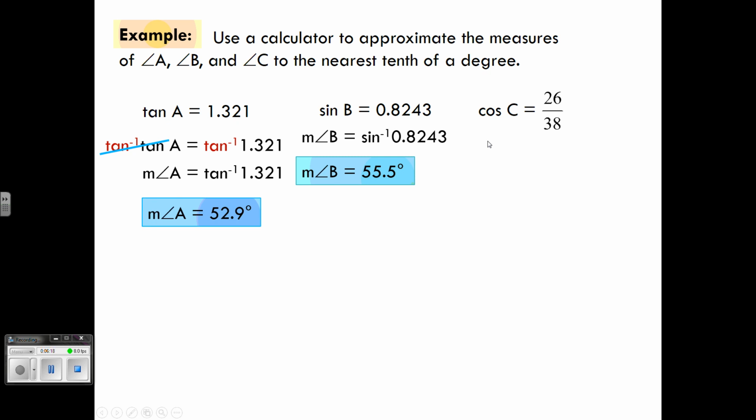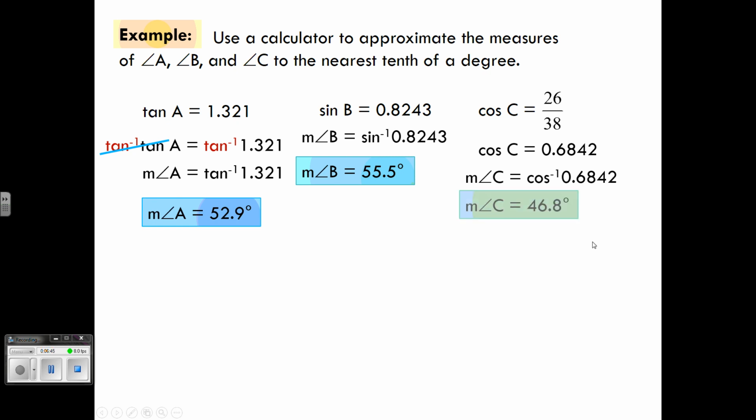Now for angle C, cosine C is 26/38. This is the ratio, but it's not in decimal form yet. If you have a fraction, you're first going to calculate that as a decimal. And now we turn it into this problem where we do the cosine inverse. So the measure of angle C will be the cosine inverse of 0.6842. And that comes out to be about 46.8 degrees.